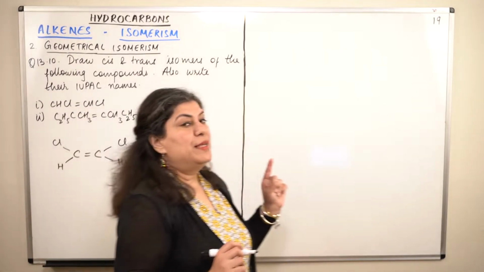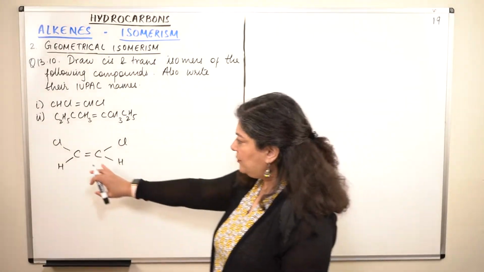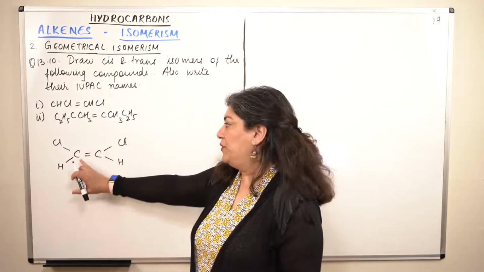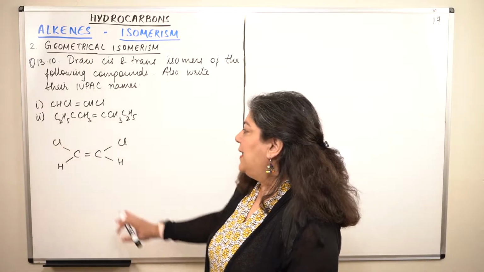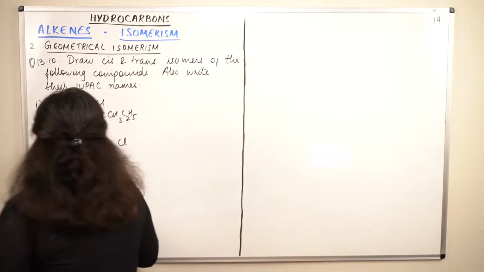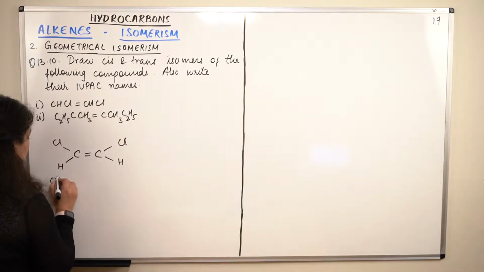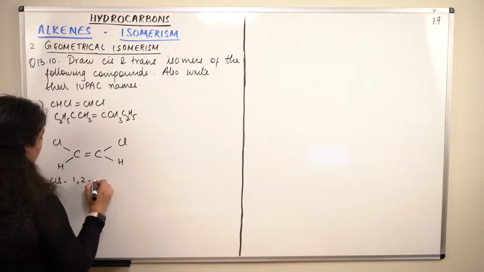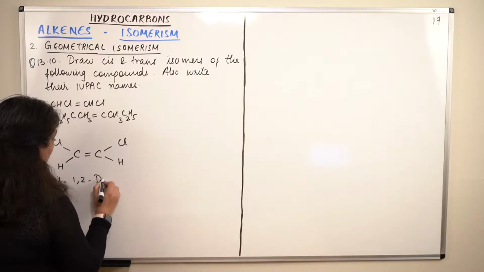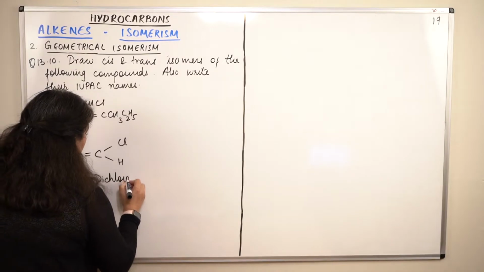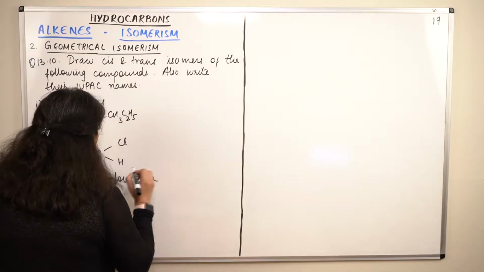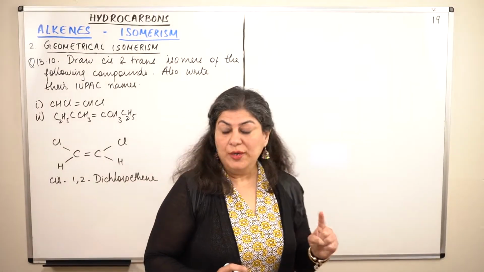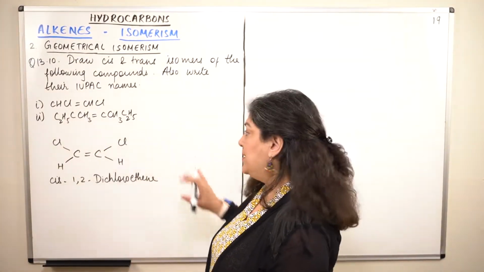You have to also write the IUPAC names. So what will be the IUPAC name of this compound? This is ethene and it has got two chloro groups attached to it, to the first carbon and the second carbon. And it is the cis isomer. So the name of this compound would be cis-1,2-dichloroethene. Let us draw the trans isomer now.